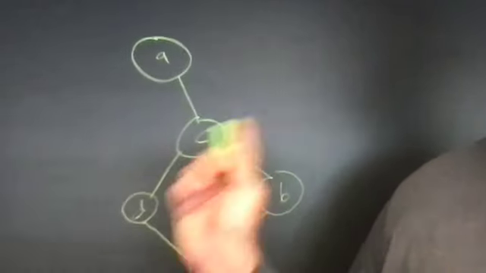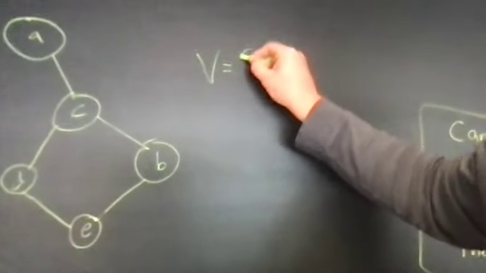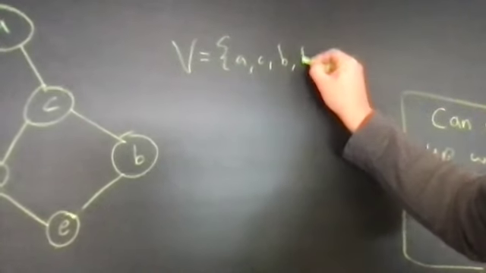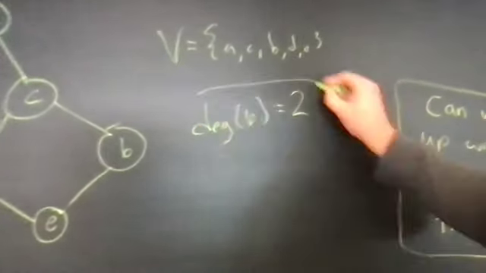How many of you vote that this is a different graph than that? How many of you vote it is not a different graph? It is a different graph. Why? This is the same vertex set, but it's a different edge set, and the degree of B is 2 in this graph, and the degree of B is 3 in this graph.